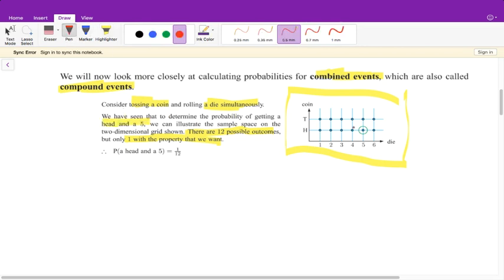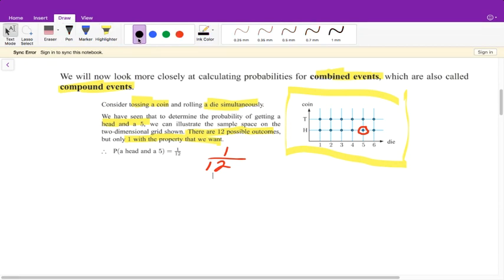Well, if we look here, this is the only way that we can roll a heads and a 5. So the only time it can happen is once out of the 12 total possible outcomes, right? And that will be our answer. But it can be a pain to draw this every time. So let's think about this for a second, all right? And this is the way I will teach you and show you to do it.